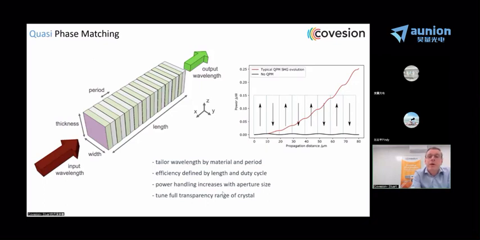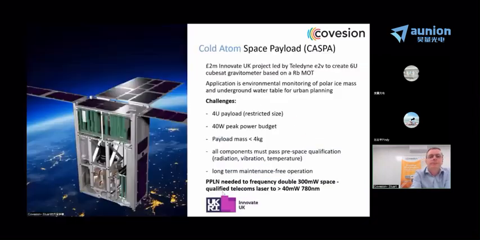What I'll move on to now is some examples of specific quantum applications where we're applying this. So the first example is a project that we worked on called CASPER, which stands for Cold Atom Space Payload. So this is a quantum sensing application here. And the project outcome was to produce a gravimetric sensor that could be loaded into a small satellite, so a CubeSat, which would then perform gravimetric monitoring from space orbit. And the ultimate use here is to do environmental monitoring.